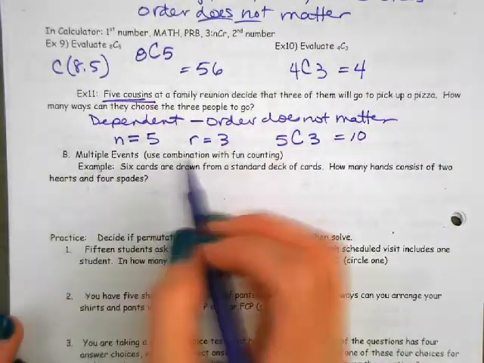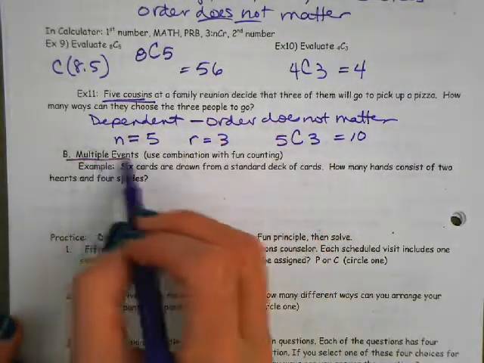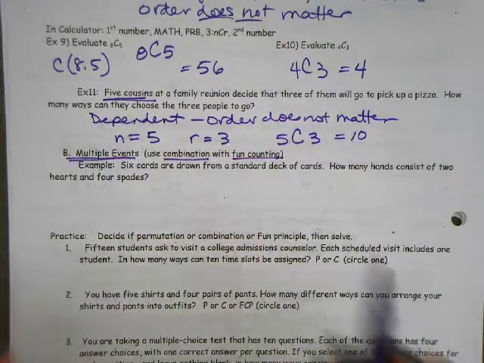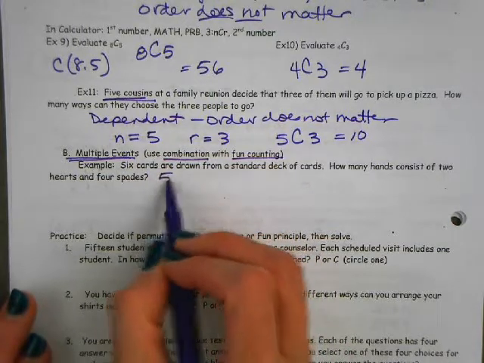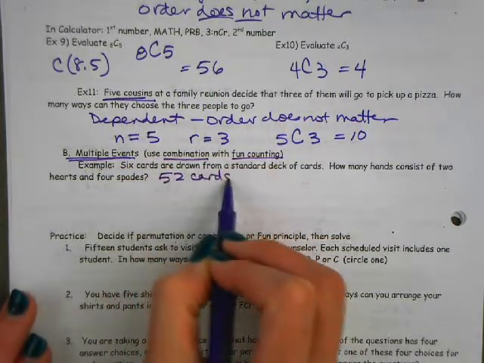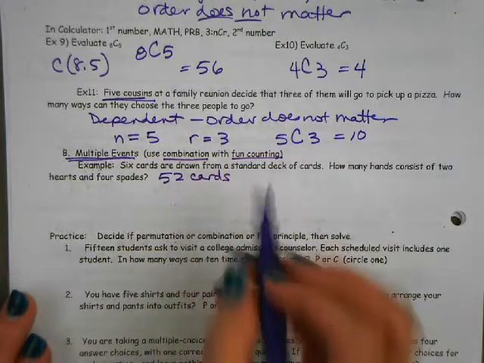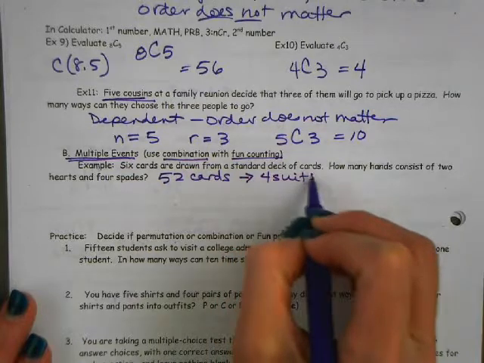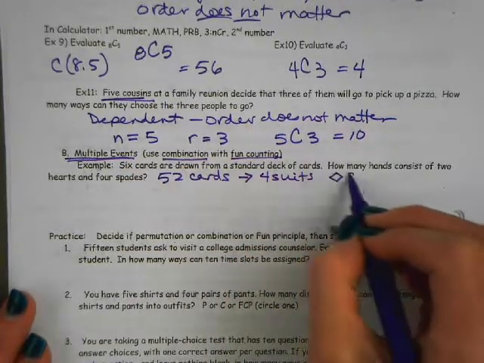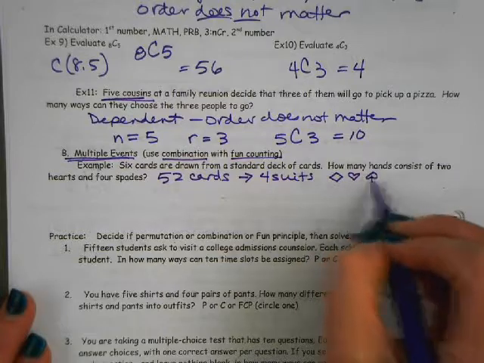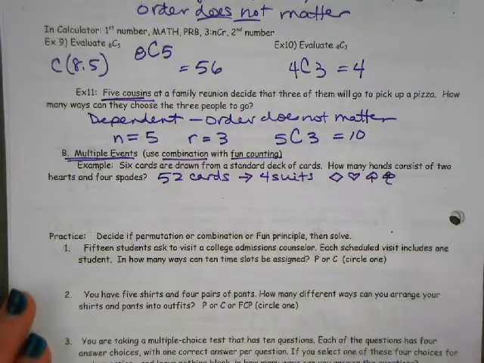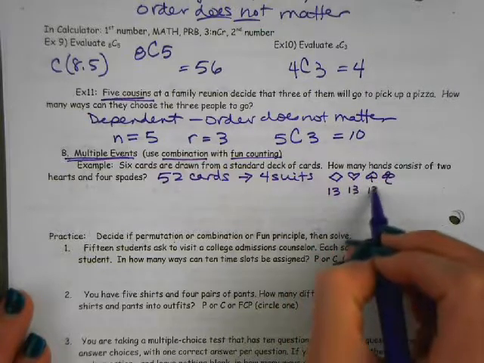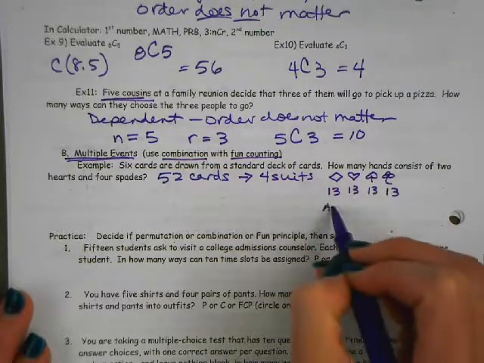We have combination, where we can do multiple events, where you're going to combine combination and what we did before. So let's walk through this example. Let's say you have 52 cards. In 52 cards, you have a total of 4 suits. You have diamonds, hearts, spades, and clubs. There are 13 cards in each suit, ace through king.